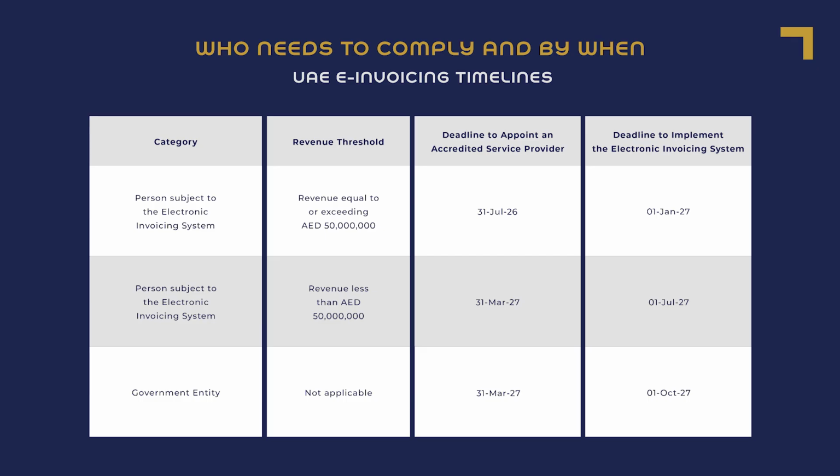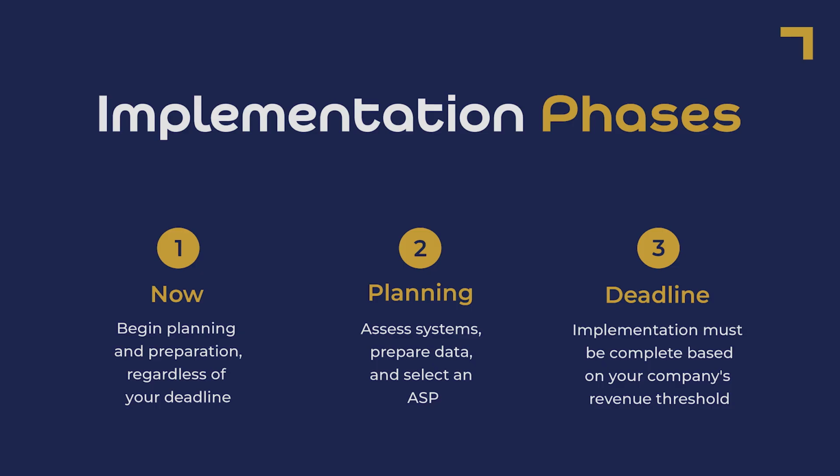Businesses with revenues below AED 50 million have a slightly later deadline, with ASP appointment required by the 31st of March 2027 and implementation by the 1st of July 2027. Government entities are also included with ASP appointment required by the 31st of March 2027 and full implementation by the 1st of October 2027.